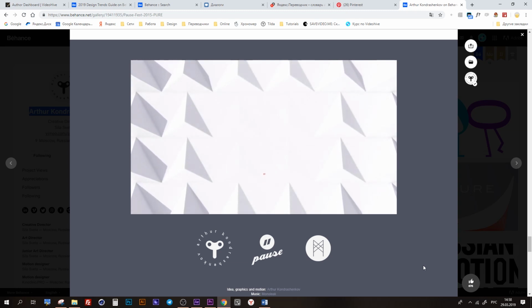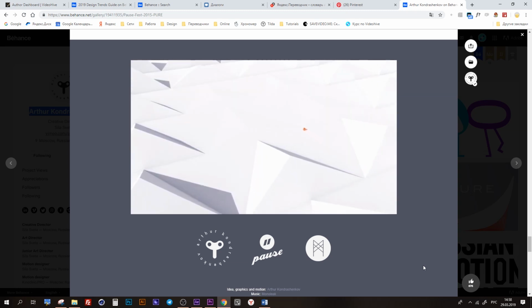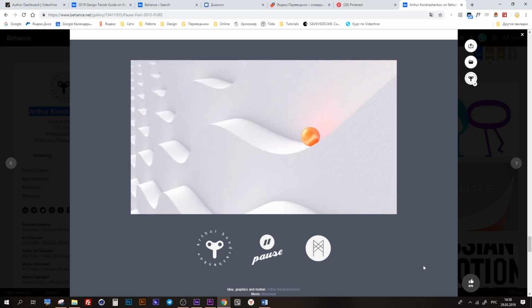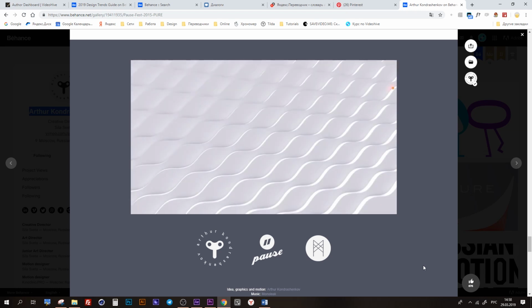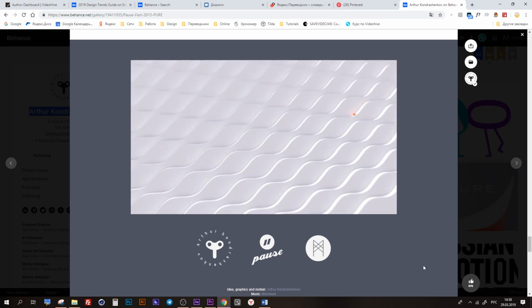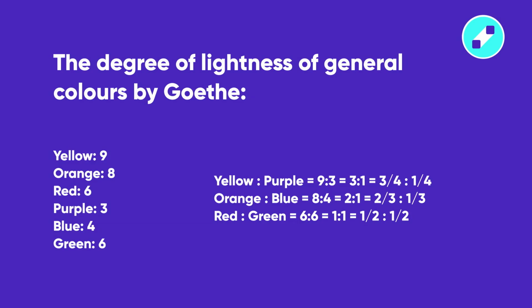First is lightness of the color, second is size. To find out the lightness of colors, we need to compare them on a neutral gray background. This way we'll make sure that the intensity and lightness are different for different colors. A German philosopher and one of the first theoreticians of color, Goethe, marked the degree of lightness of general colors in points, where 12 is the lightest color. So yellow is 9, orange is 8, red is 6, purple is 3, blue is 4, and green is 6.